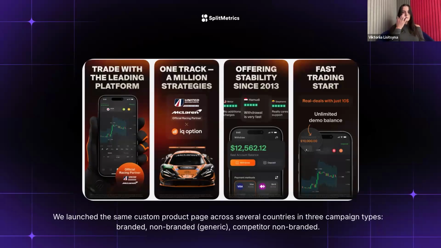The first was a branded campaign, the app's branded campaign. The second one was a non-branded campaign on generic keywords, and the last one was a non-branded campaign for competitors. We also split the competitors into two different types. The first was more similar to us, and the others were just generic brands from the finance market. So it was the same visuals and the same page, and the results that we got were completely different.